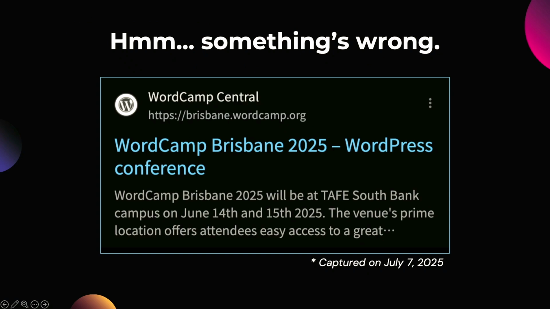Now I want to show you a very strange example I found when I was preparing my session. This search result is for the WordCamp Brisbane homepage, but something is obviously wrong with it. Take a look. Can you spot the mistake? I'll give you a hint. Focus on the site name and the favicon. They are wrong. So what happened there?